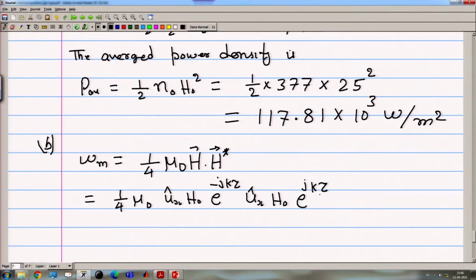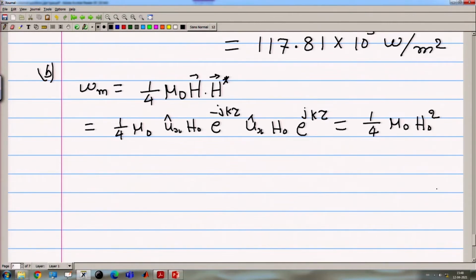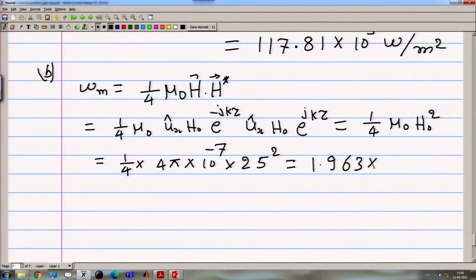So, this will be 1 by 4 mu naught H naught whole square. So, we can compute this: 1 by 4 into 4 pi into 10 to the power minus 7 into 25 whole square. After multiplication it will come 1.963 into 10 to the power minus 3 joule per meter cube.